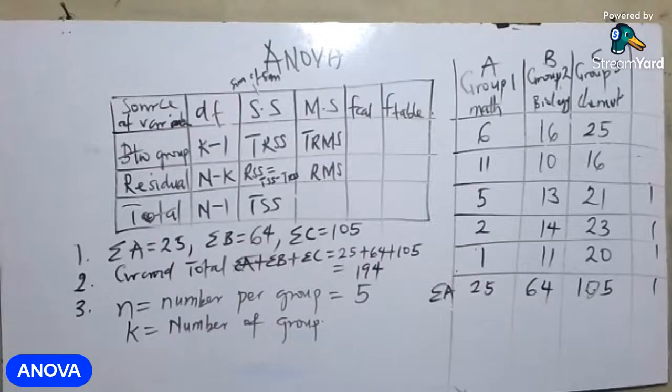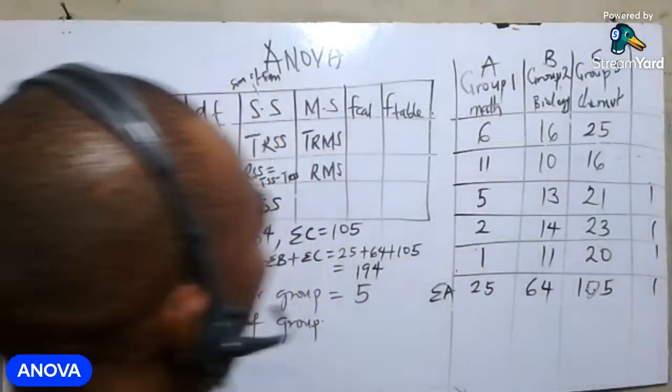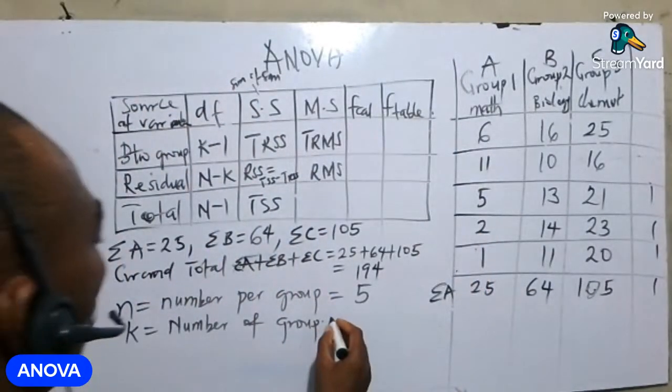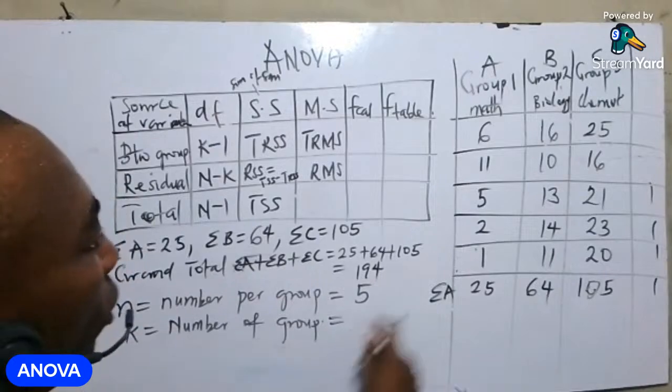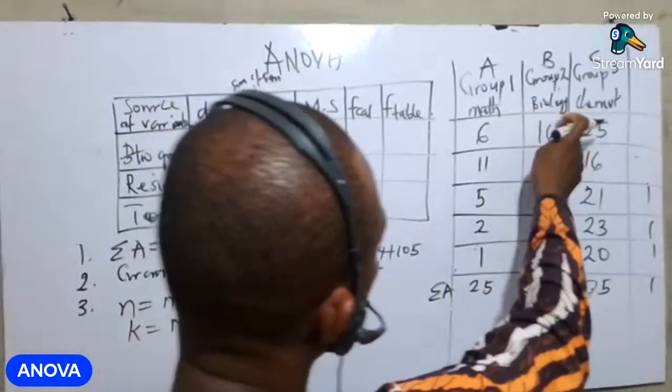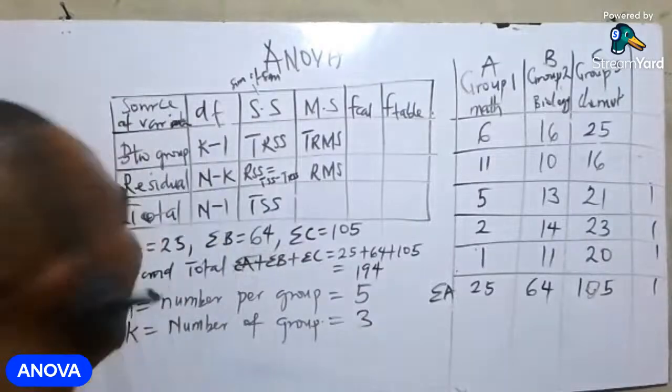Yes, the N is 5, which is talking about the number per group. How many numbers do we have in a group? And we have 3 groups: group 1, group 2, group 3. So that is step 3.